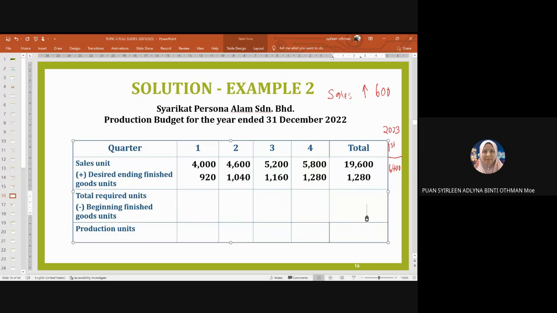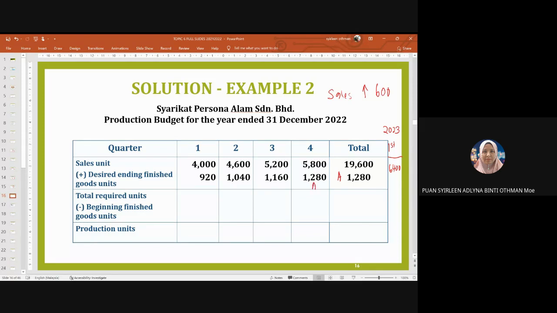1,280. So ini nilai dia A. A is taken from here. This is ending, nilai terakhir. So you jangan campur. You campur memang bye-bye lah awak punya budget. Alright? So that will be my ending inventory.